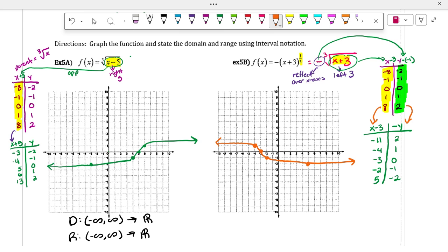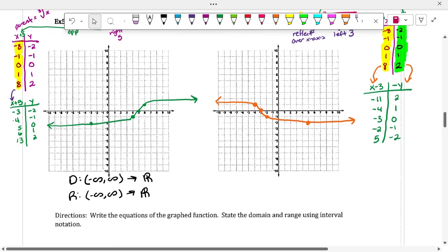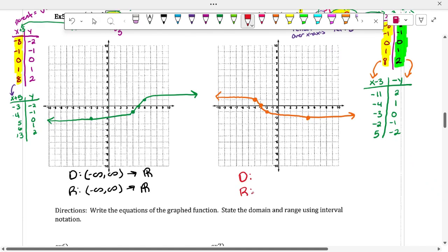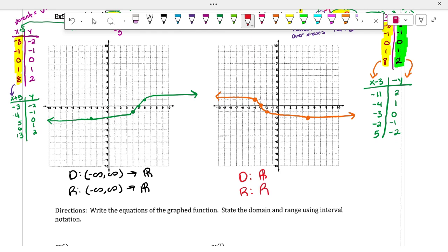All right, so what's the domain and range? All real numbers. Is it always gonna be all real numbers? For cube root, yes. Square root's the only one where it can vary. So cube root, it's always going to be all real numbers. Square root, it varies. Typically, yes.